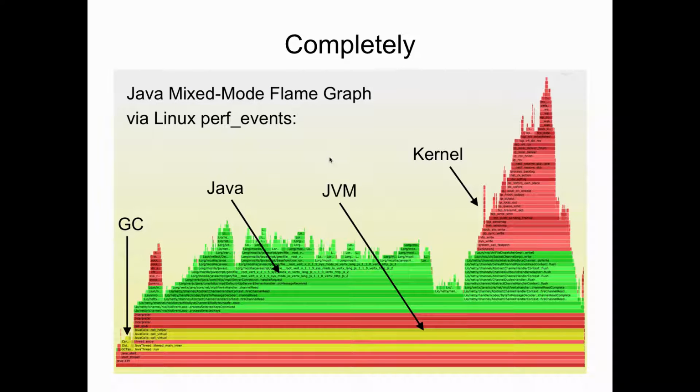Completely means I want to see all CPU cycles. So whether it's in Java, running Java methods, in the JVM code itself, in C++, whether I'm doing GC and exactly how I'm doing GC, or whether I'm in the kernel. And I want to see all of those CPU cycles proportionally together in one visualization so that I can compare them and make decisions about where tuning efforts are best spent.